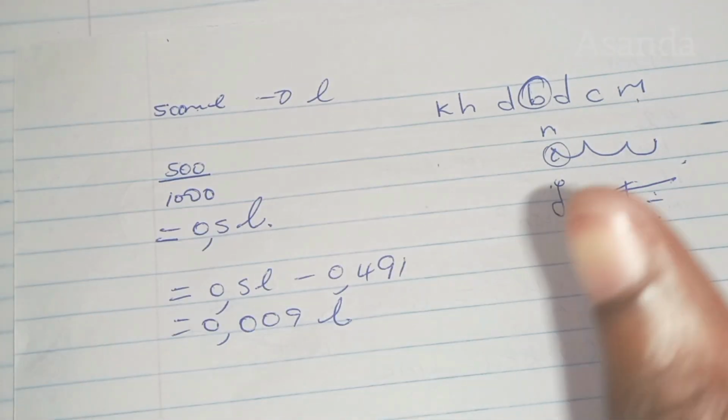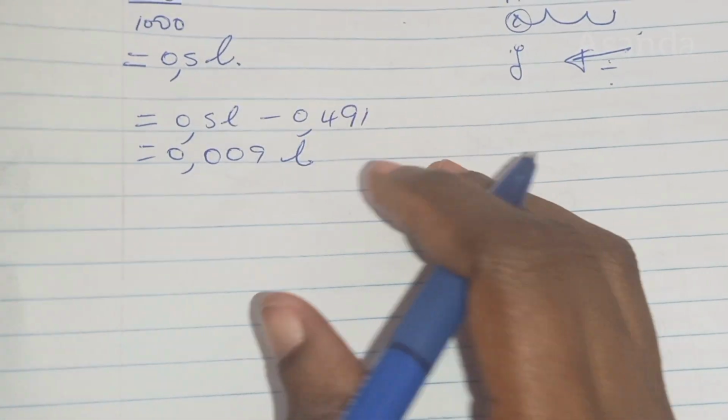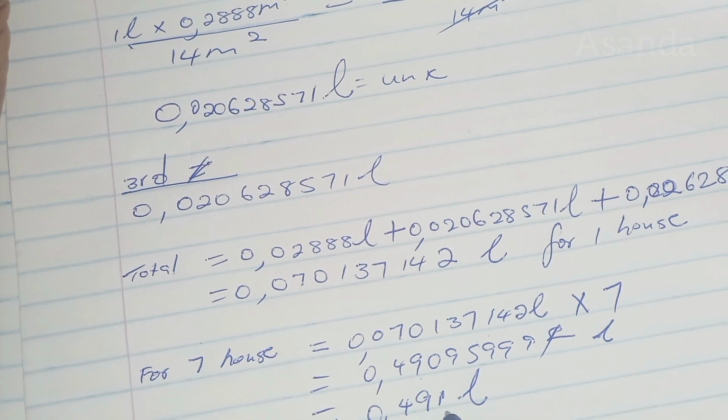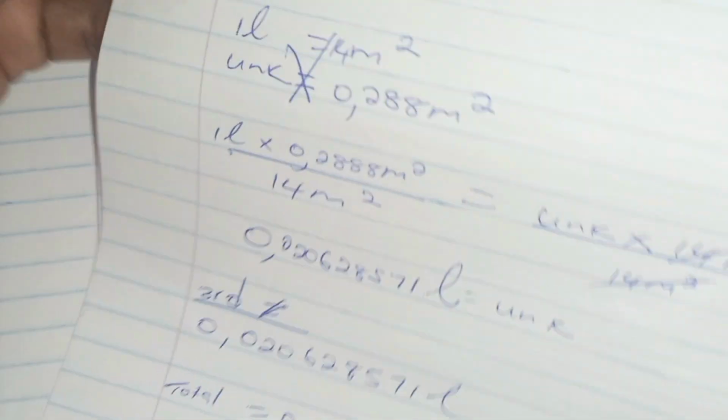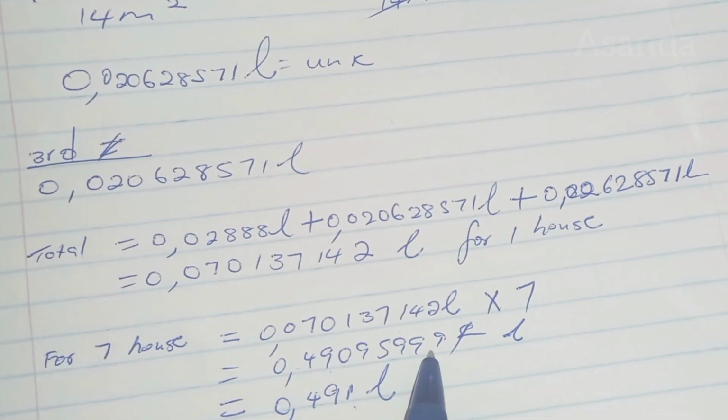Remember, don't give 2 answers. Just stick to the one you're choosing. Or I can do it another way, where I convert this amount instead of converting the 500. So I'm going to convert the 0.4909 liters. Okay, let's do that.